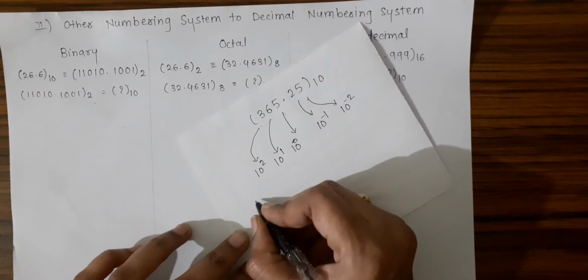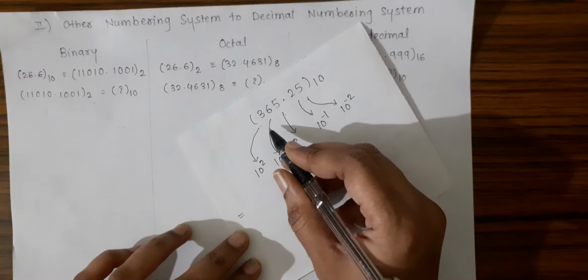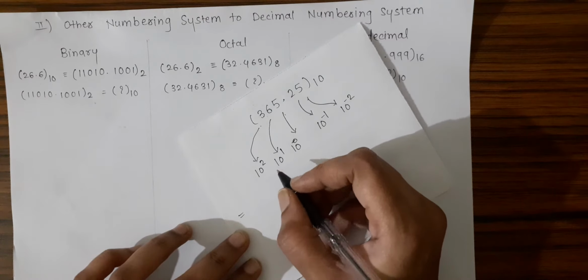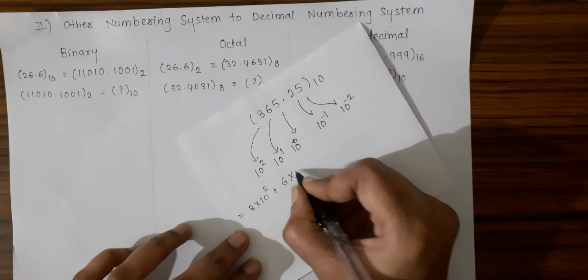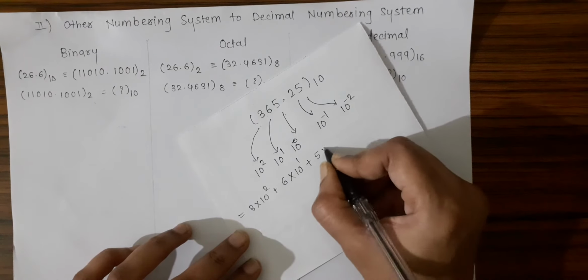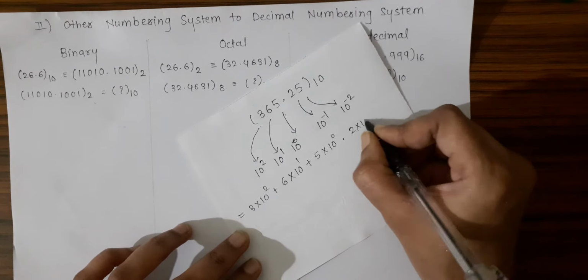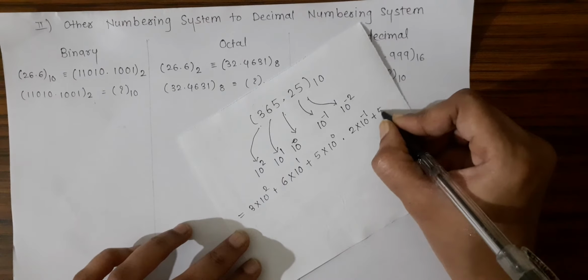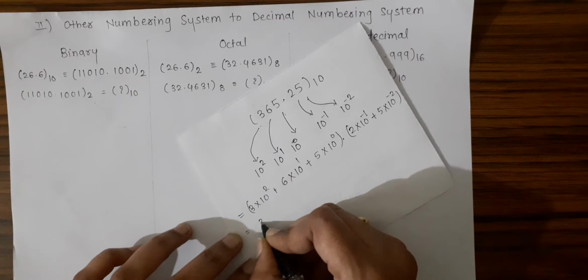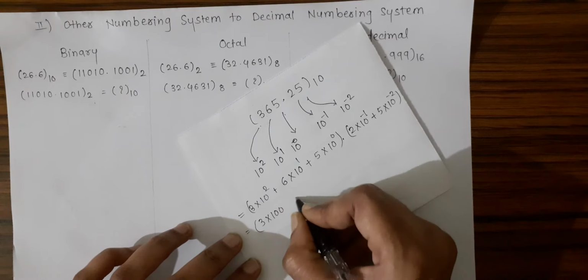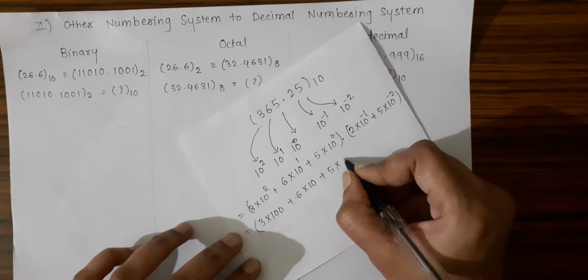3 is located at the position with weightage 10 raised to 2. So the value can be calculated by multiplying each digit with the weightage assigned to the position where the digit is located. So 3 into 10 raised to 2 plus 6 into 10 raised to 1 plus 5 into 10 raised to 0 dot 2 into 10 raised to minus 1 plus 5 into 10 raised to minus 2. So 3 into 10 squared is 100, plus 6 into 10 raised to 1 is 10, plus 5 into 10 raised to 0 is 1.